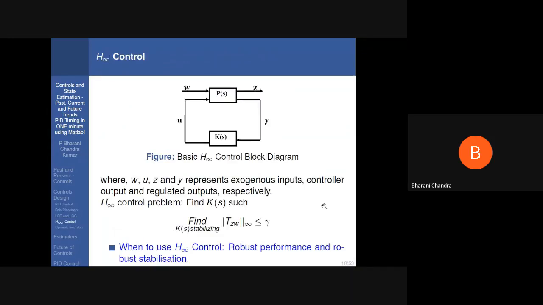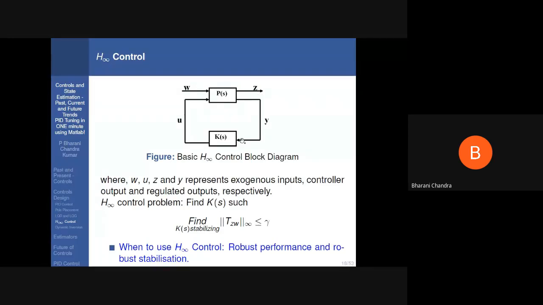And this is the block diagram for H infinity controllers. In the standard block diagram, this W is called the exogenous inputs, which can be the reference inputs or the disturbances; all of this I can lump into W. And Z is the regulated outputs, which I want to keep at a specific level. I don't want them to go to infinity or so on.